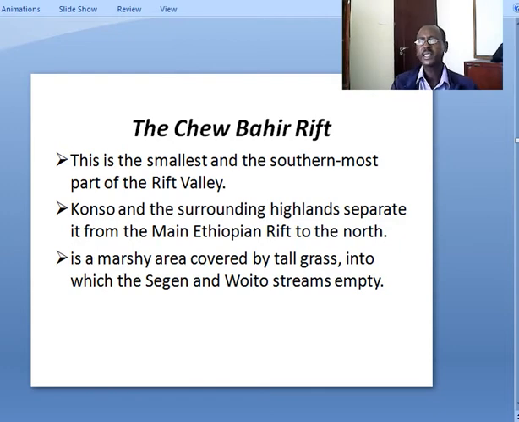The third one is the Chew Bahir Rift. This is the smallest and the southernmost part of the Rift Valley. Konso and the surrounding highlands separate it from the main rift system to the north. And the Chew Bahir Rift is a marshy area covered by tall grass, into which the Segen and Woito streams empty.